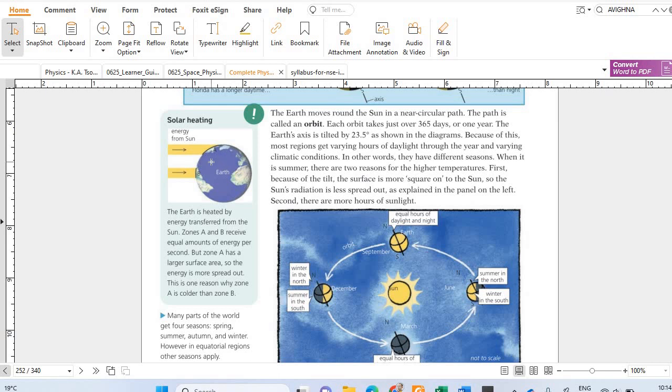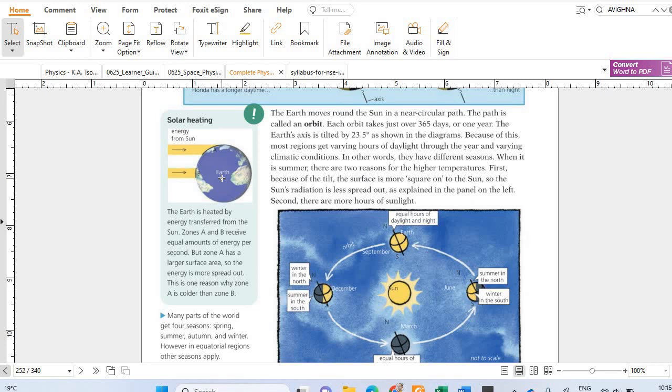So this explains why the temperature decreases as you increase the latitude. If you go towards the poles, the temperature becomes very low, and the poles are always frozen. You have Arctic ice and Antarctic ice. Whereas the equator is always hot, and you have equatorial forests.